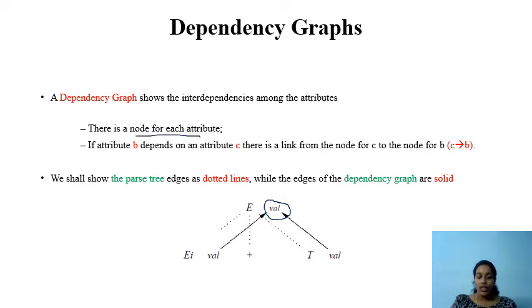There is a node for each attribute. For example, if there is an edge from C to B, that means for executing B, it requires the values of C. Just check this example. Here we can see three attributes, val, this one and this one. These are the three nodes in the dependency graph and we can see edges. Here we can see dashed arrows and solid lines. For the sake of explanation, we can consider dotted lines for the parse tree and solid lines for the dependency graph. Here for evaluating the value of the parent, we require the values of the children's val.